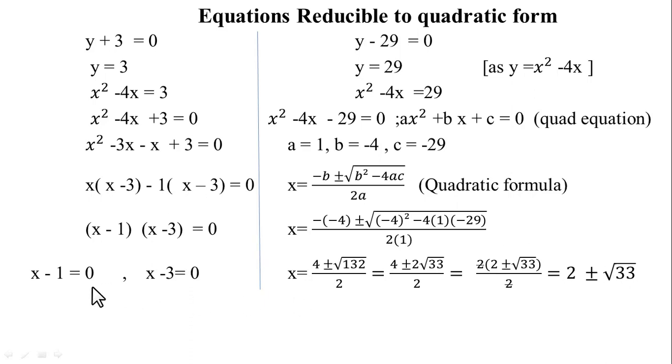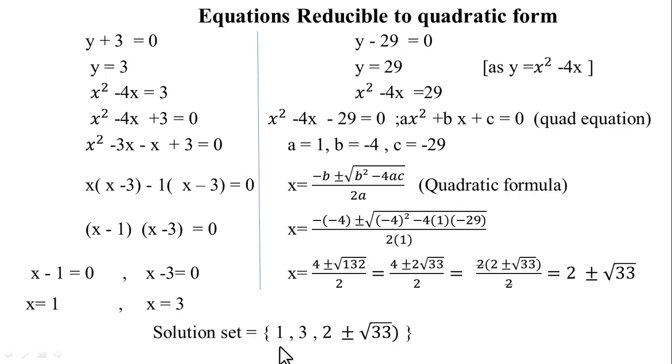And here x is equal to 1 and x is equal to 3. So the solution set of the required equation is 1, 3 or 2 plus minus square root of 33.